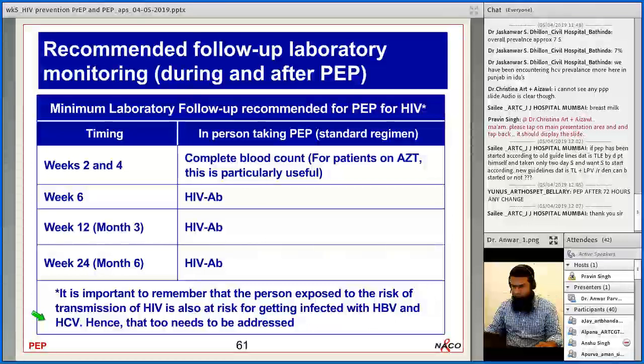So decisions like that will have to be taken by experts. So whenever you feel so, you please contact whichever expert you want to and get the opinion.